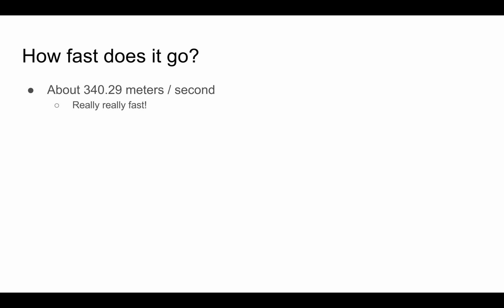How fast does sound usually go? Well, it usually goes about 340 meters per second, depending on where you are on the Earth. But generally 340 meters per second, which is really, really fast. And that's why we don't notice it in our daily lives.